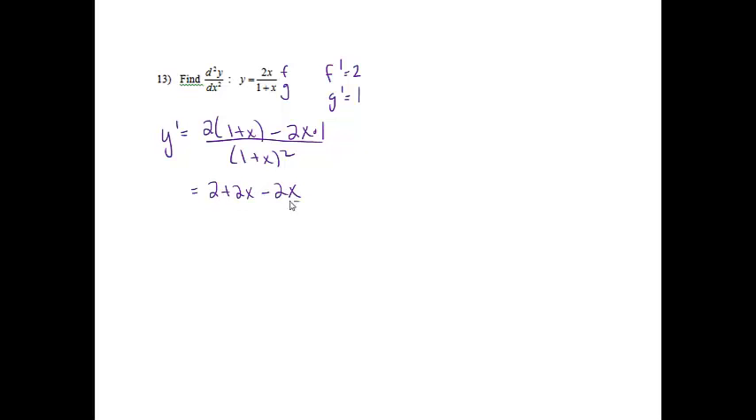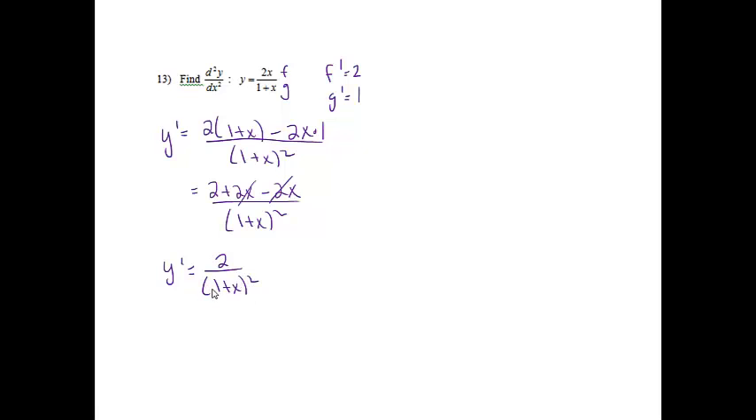Okay, number 13, find the second derivative of y equals 2x over 1 plus x. Well, I do notice that this is a quotient, so let's use our quotient rule. F prime will equal 2, g prime will equal 1, so I'm ready to use the quotient rule. F prime times g, 2 times 1 plus x minus f times g prime, 2x times 1, all over g squared. Now cleaning this up, if I distribute, I will get 2 plus 2x minus 2x all over 1 plus x squared, and then simplifying, the x's cancel out. So I know my y prime is equal to 2 over 1 plus x squared.